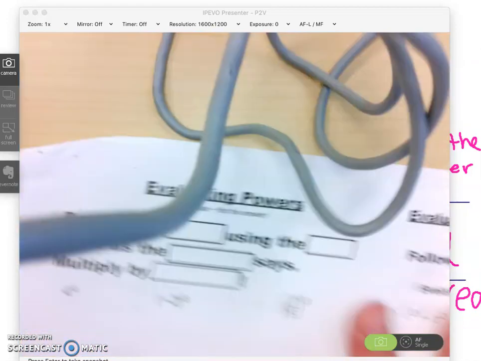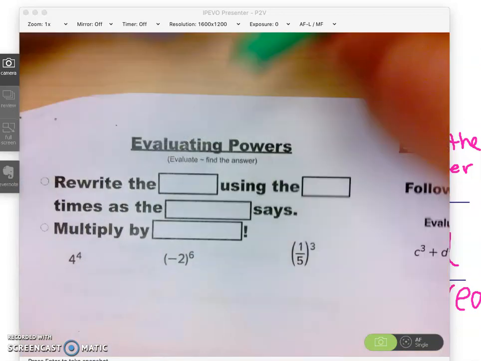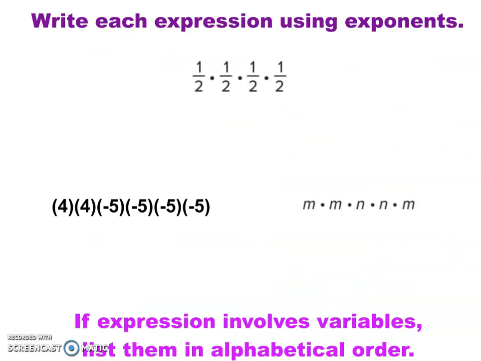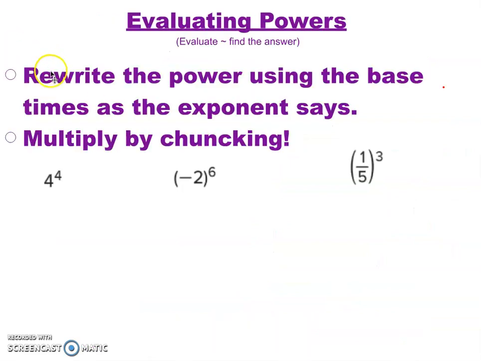Now, evaluating powers. Let me get back to this. Now you want to rewrite the power using the base times as the exponent says. I'm trying to write this on mine. And then multiply by chunking.